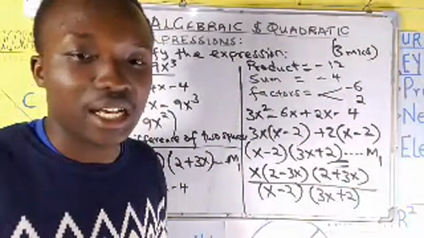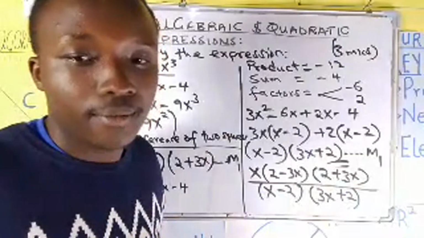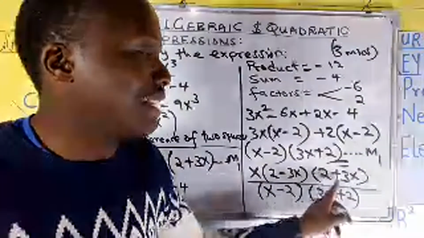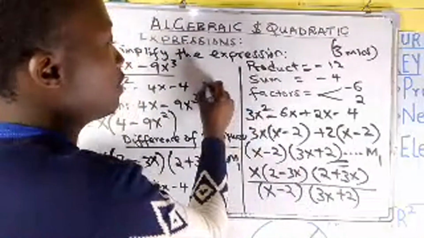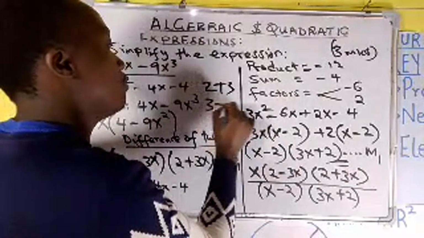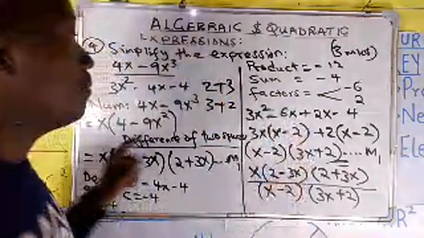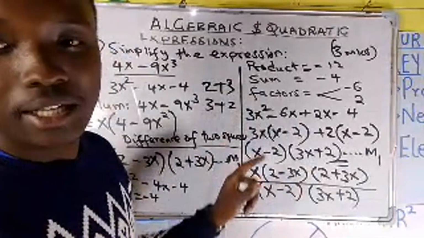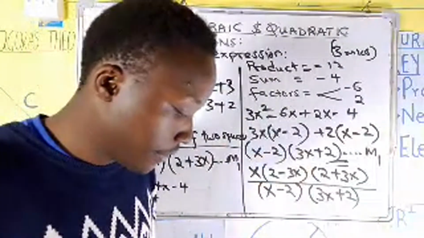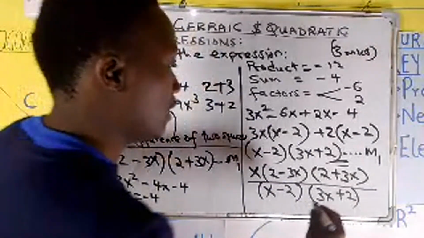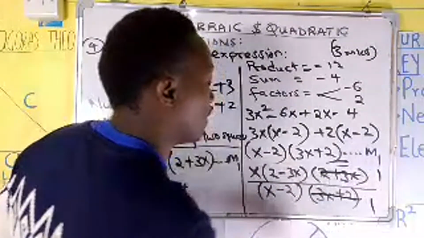There is no difference. It has just been rewritten. They have just interchanged the values. It is just like saying 2 plus 3 and 3 plus 2, of which both of them are going to give us 5. So the same case applies here. So this one will cancel with that one by 1.